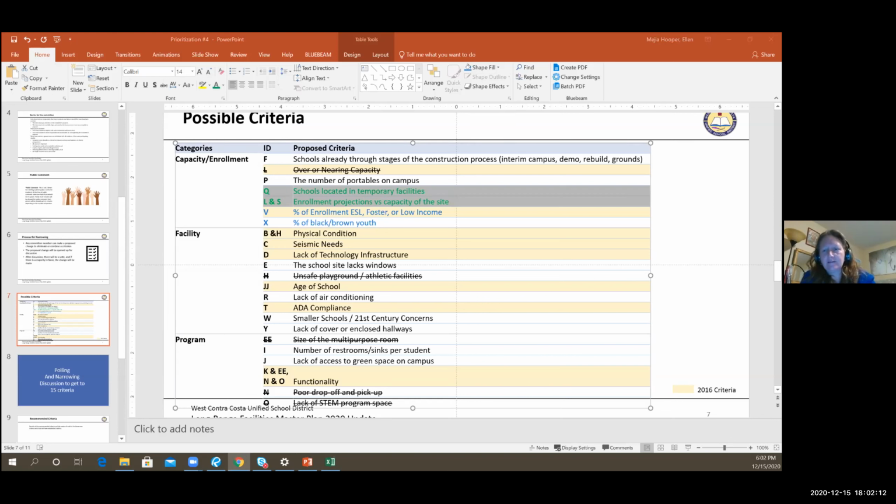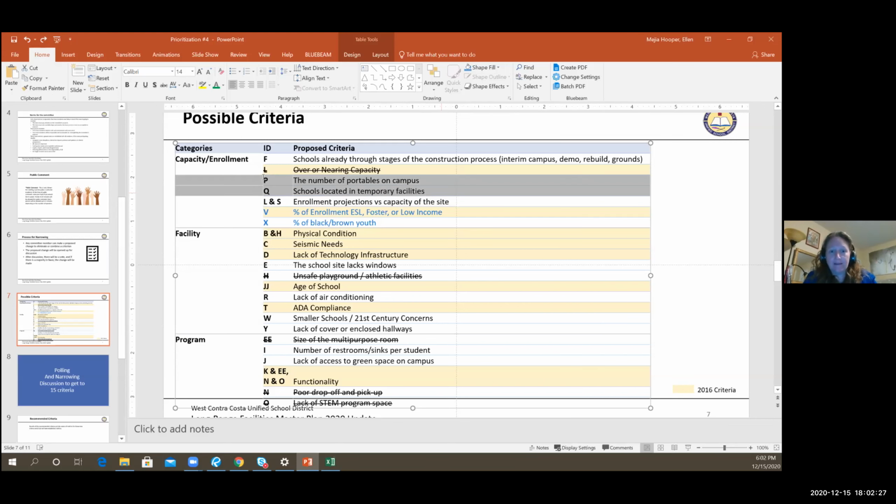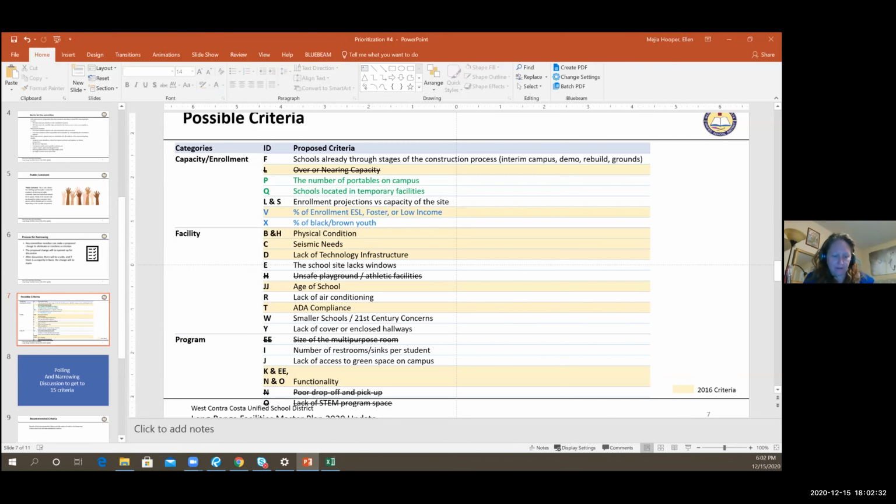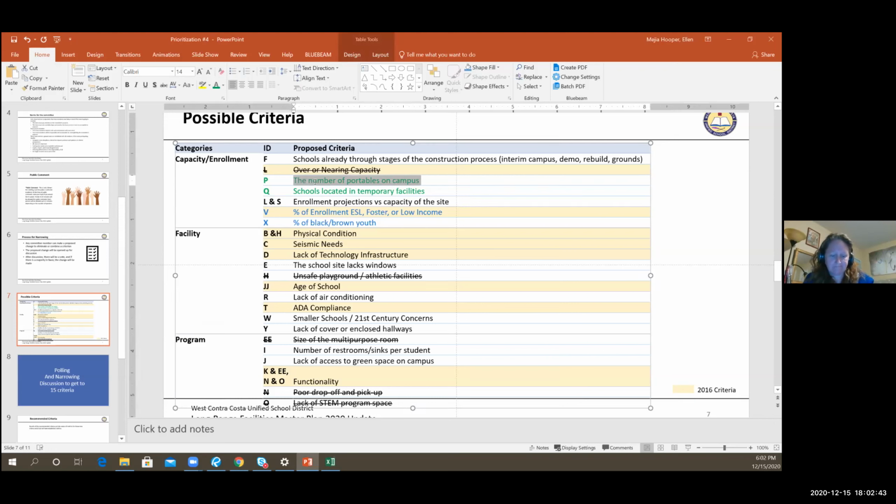It's a little ambiguous, like maybe there's a bunch of little portables in one space and there's one giant facility somewhere else. But still, as a metric, I feel like it would be worth combining them rather than trying to get rid of one of them or trying to do both of them. It seems redundant to do both when we only have 15 criteria. So I would propose combining them.